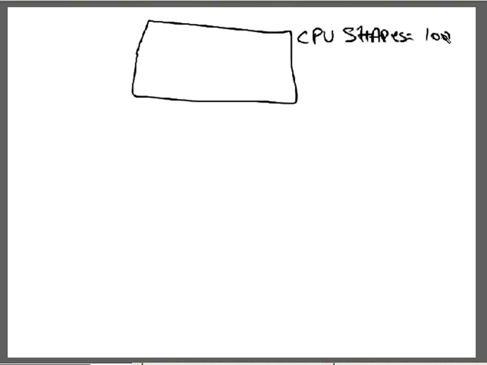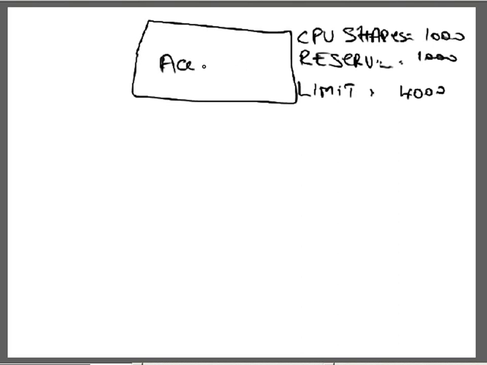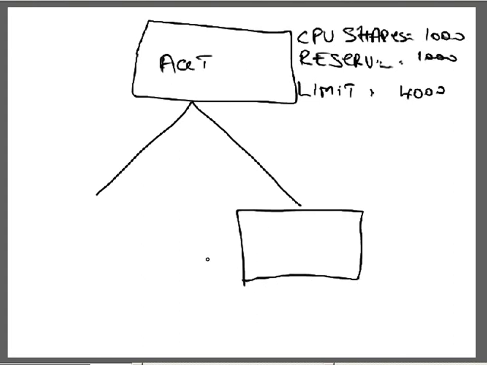The reservations are also 1,000. And the limit or the cap is 4,000. And let's say this is the accounting resource pool. Now, let's break this down into 2 child resource pools, again for the accounting department, but one of them is going to be for production, and the other one is going to be for test VMs. So we're going to call this one test, and this one prod.